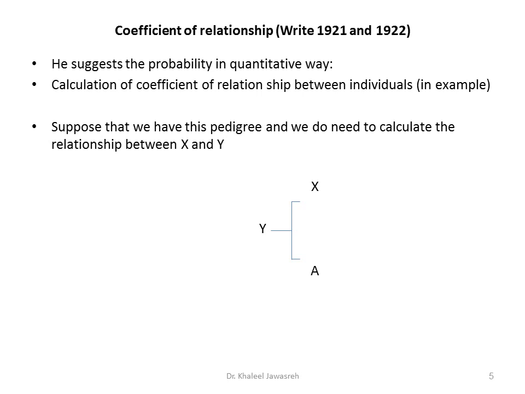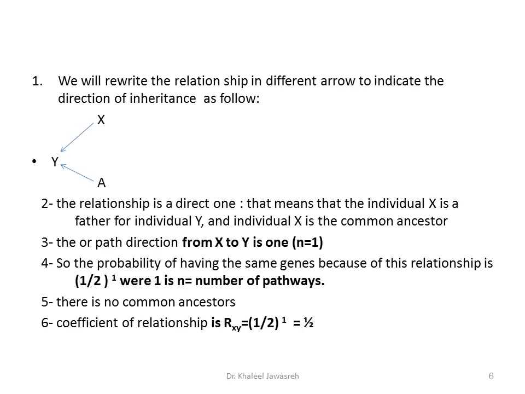In the example, suppose that we have this pedigree, and we need to calculate the relationship between X and Y. This is the pedigree, and the question is, what's the relationship between X and Y? In order to solve such problems and to know the relationship between those individuals, we will rewrite the relationship with arrows to indicate the direction of inheritance. So this is X and A; they produce Y. From this diagram of the relationship, you can conclude that X and A are the sire and the dam of Y. The relationship is a direct one right here.